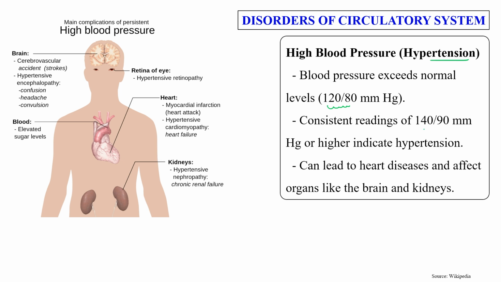If the reading is 140 by 90 or more than 140 by 90, then we can consider it as hypertension. It can lead to heart disease and affect many organs like the retina of the eye, brain, blood vessels and heart. In the heart, myocardial infarction, cardiomyopathy and heart failure are possible, and it can also affect the kidney, like hypertensive nephropathy and chronic renal failure.